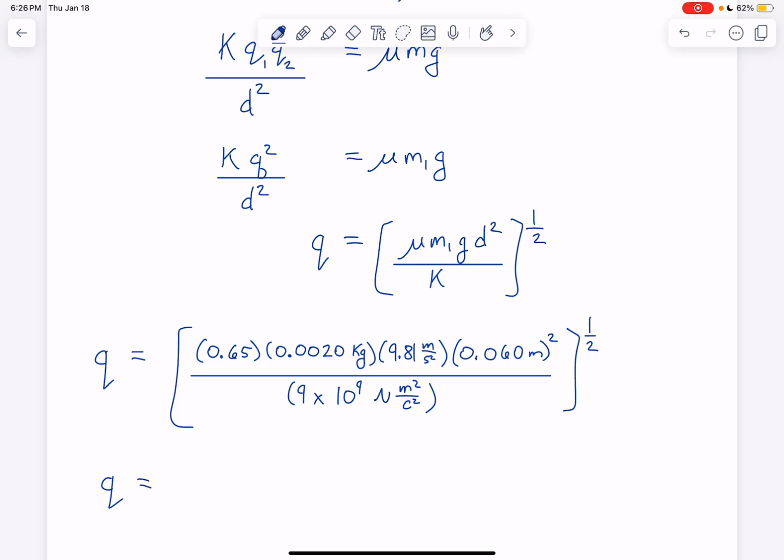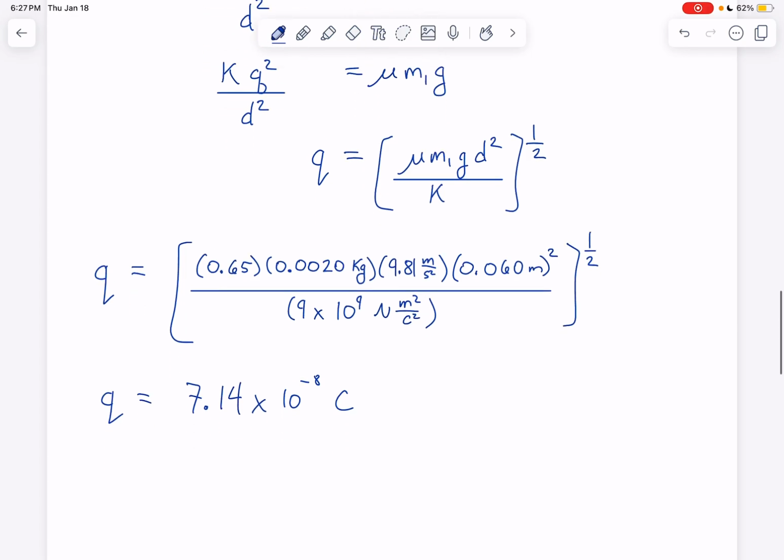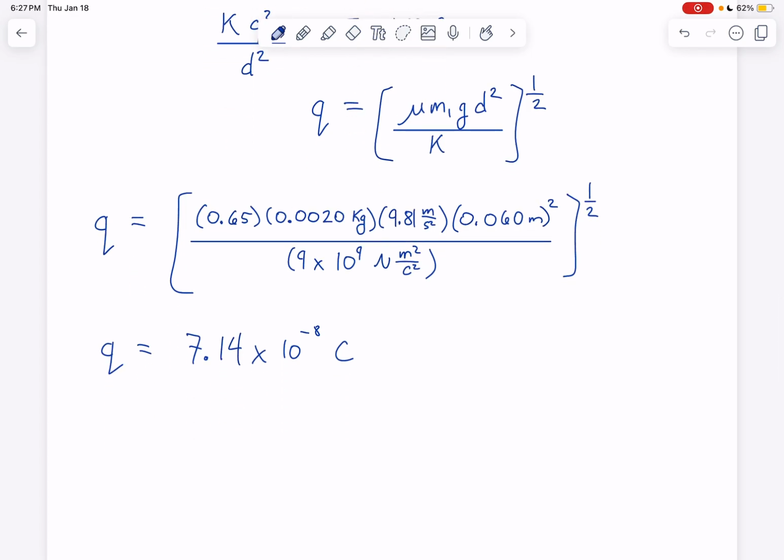Okay, so if you go to your calculator and you plug those numbers in, you should get 7.14 times 10 to the negative 8, and that is in coulombs. Now, it's more natural to the scale of the question to move this answer to nanocoulombs. So nanocoulombs, nano is 10 to the negative 9. So that's our scale. And we're pretty close to that.